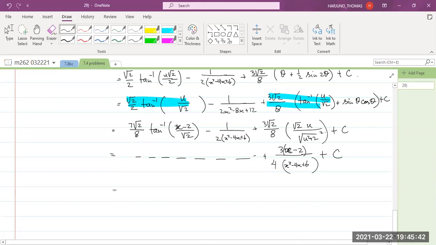Oh, then we go on. The first term is already okay. I check with the book. Yeah, I made a mistake with that square root there. And then here I do LCD. So 2 over 4 times that ugly guy plus 3. Actually, it should be negative 2 here. So 3x minus 6 plus c.